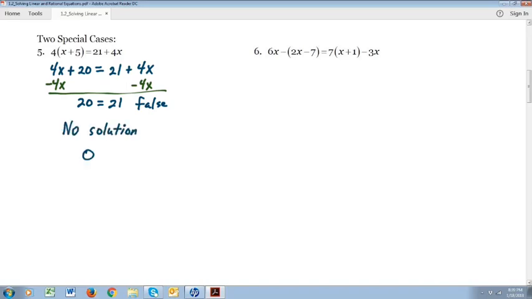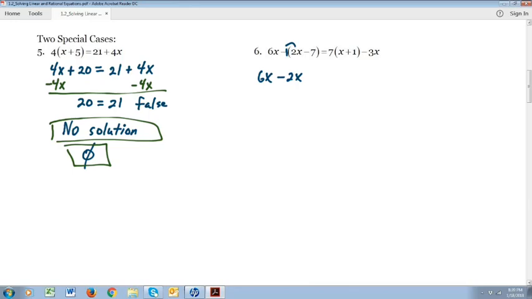This indicates that there is no solution. And the other way we can write that is using the empty set notation. So either way is correct. I wrote both here. On number 6, we're going to again simplify everything that we can. We've got some distributing to do.